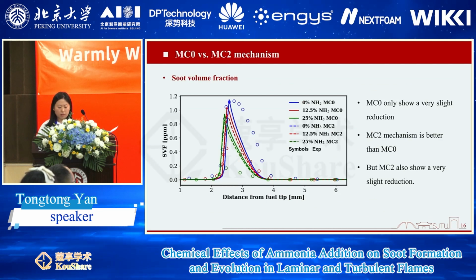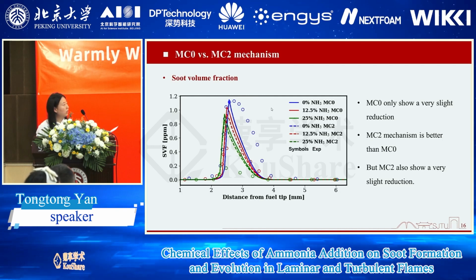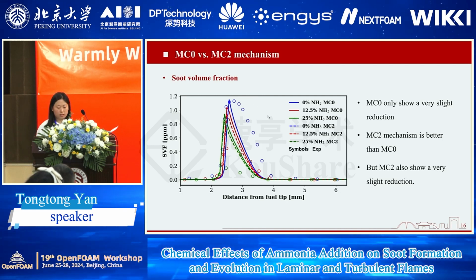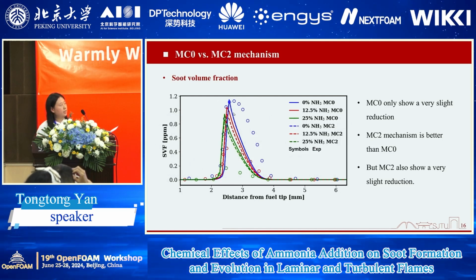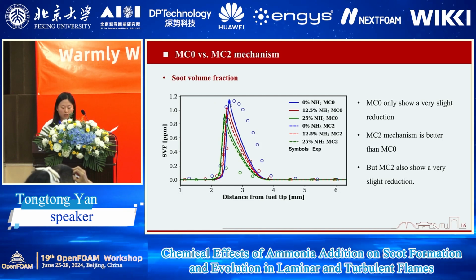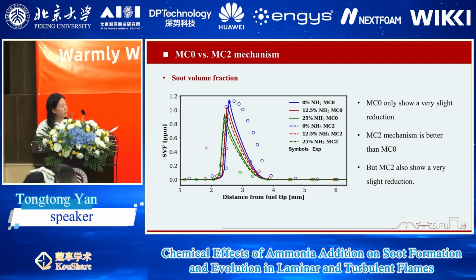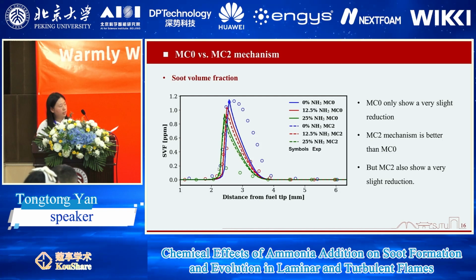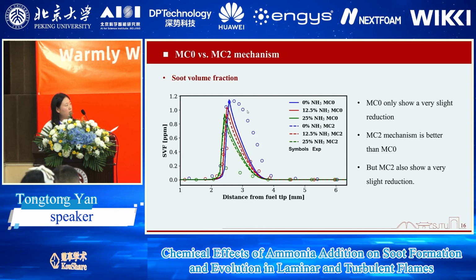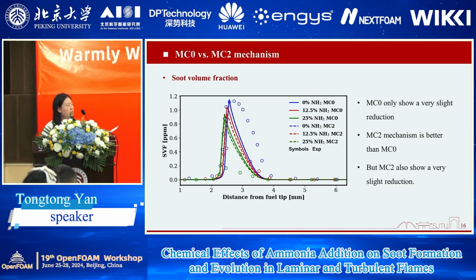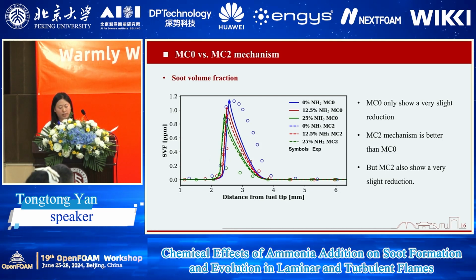Here are the results. First is the soot volume fraction predicted by MC0 and MC2. This is the measured data, and we can see that both MC0 and MC2 can predict the case without ammonia addition well. However, as the ammonia addition increases, the measured soot volume decreased significantly. You can see here it decreased significantly. However, the simulation results for MC0 only show a very slight reduction, and the MC2 mechanism is better than MC0, but it also shows a very slight reduction.